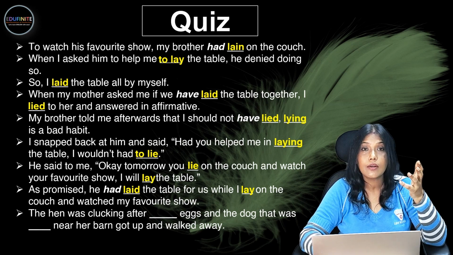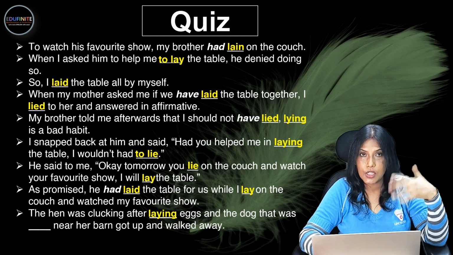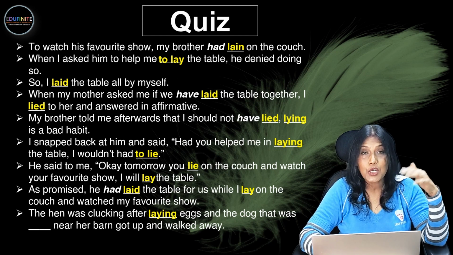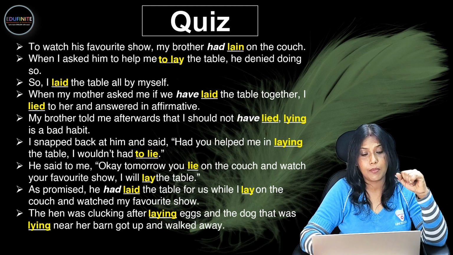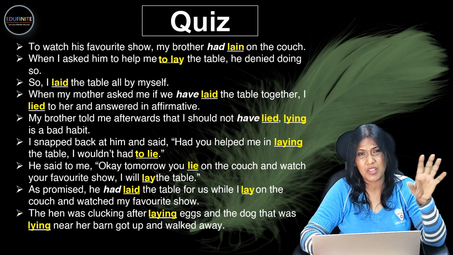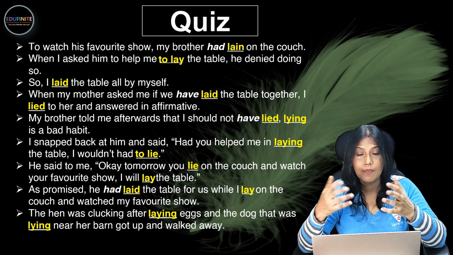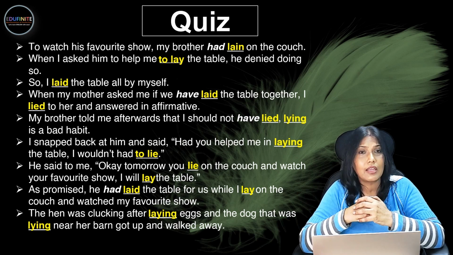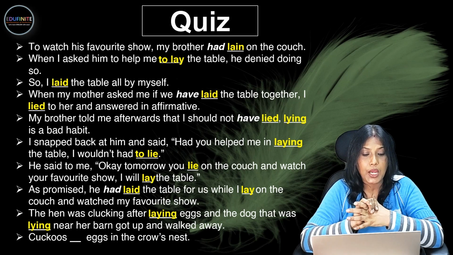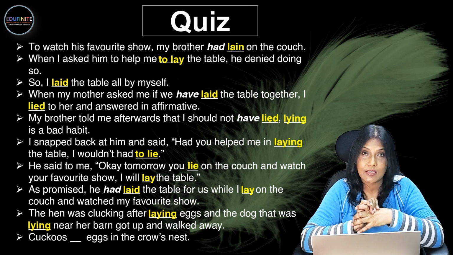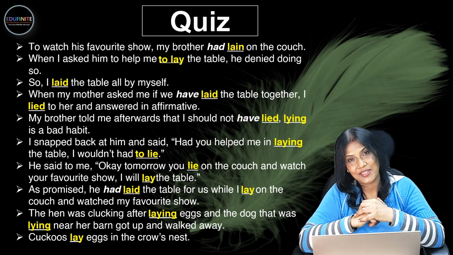So what did the hen do? After laying eggs, she started clucking. So when she started clucking, what was the dog doing? Lying near the barn, got up and walked away. Why? Because it was getting disturbed. It was clucking quite loudly. So he was sleeping, and he got disturbed and he walked away. Okay, the next one. Cuckoos dash egg in the crow's nest. So what do they do? They lay eggs in the crow's nest.